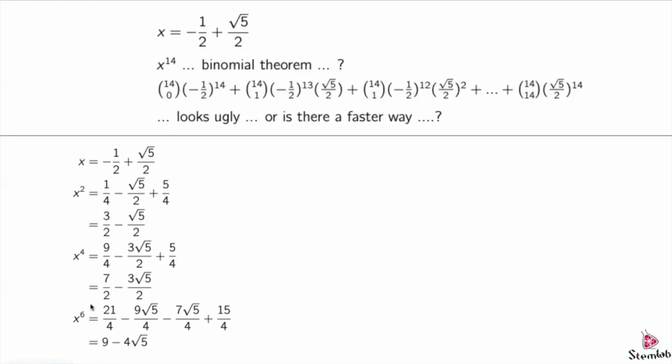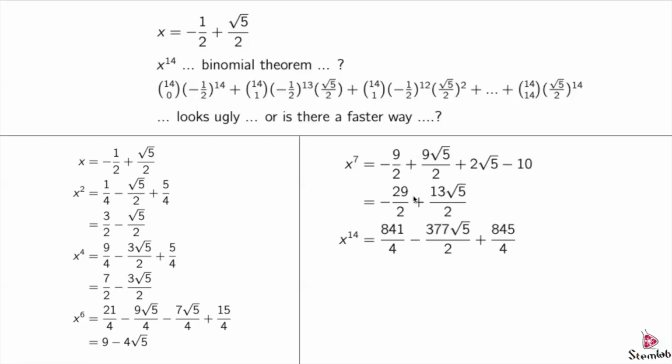So x to the 6th we generate by just multiplying x to the 4th and x squared. Okay. So we end up with 21 over 4, which is the product of the first terms, 9 root 5 over 4, which is the product of the second term of x to the 4th and the first term in x squared, minus 7 root 5 over 4, plus 15 over 4. Again, we can simplify this now into 9 minus 4 root 5. Okay. Multiplying x to the 6th by x, we end up with x to the 7. Okay. And squaring x to the 7, we end up with an expression for x to the 14.